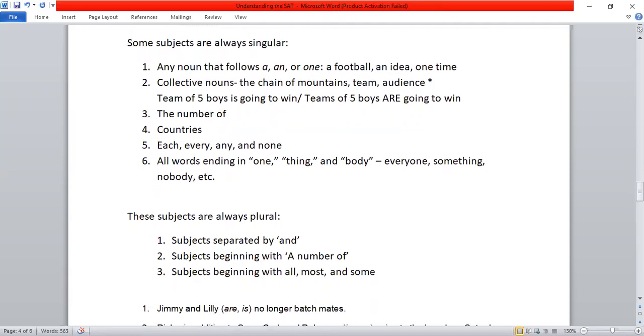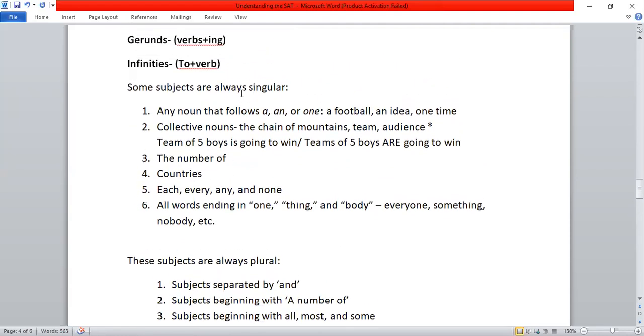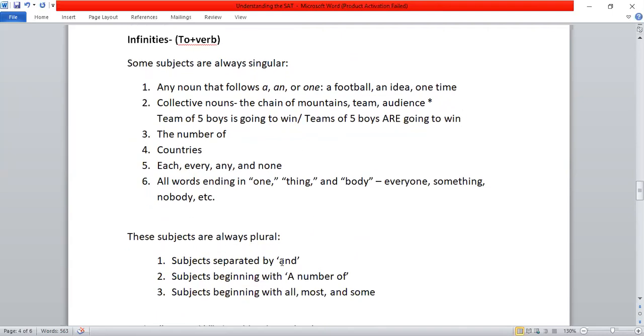Okay, moving to plural. So now we just did the subjects that are always singular. We're moving to the subjects that are always plural. Any subject that has and in between. Lily and James. So I have and, Lily and James, two people together. That means now our subject has become plural. So I'm looking for a plural verb.